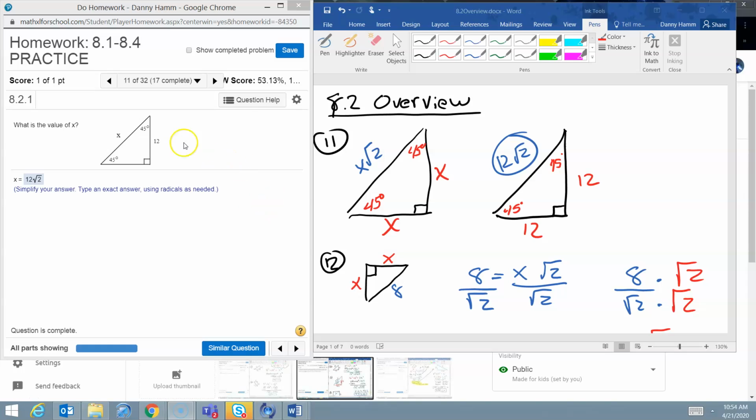So since we are given that the side length is 12, I know the hypotenuse is simply 12 root 2. It's over. It's done. We're moving on.